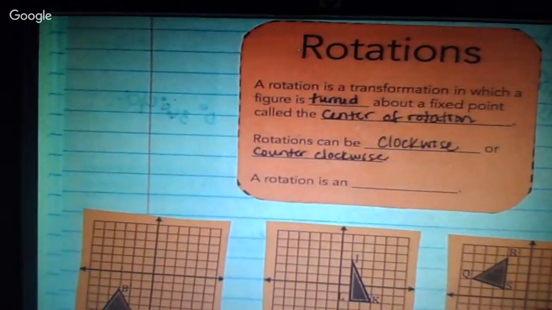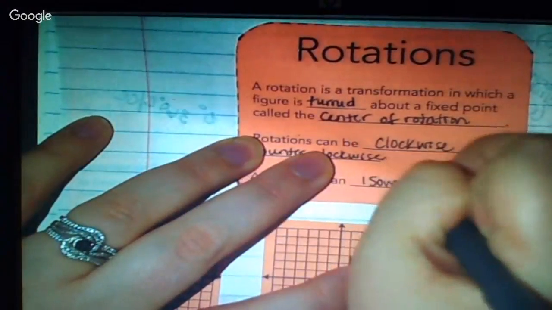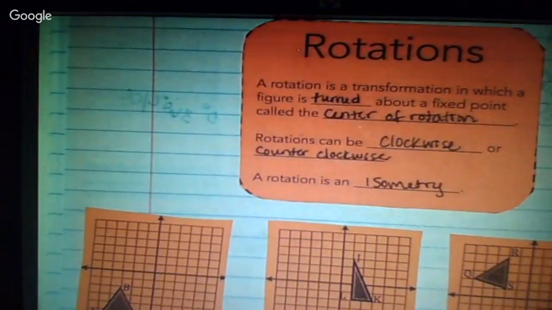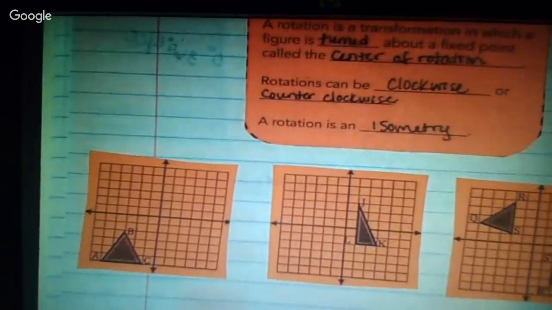And a rotation is an isometry. And remember, all that means is that your figures are congruent. They don't change size or shape. All they are is moved. So they are congruent. They are an isometry.